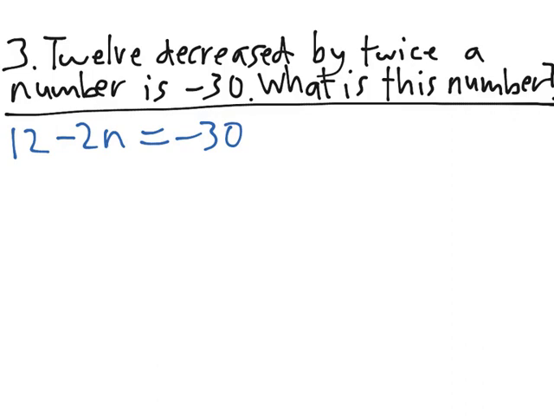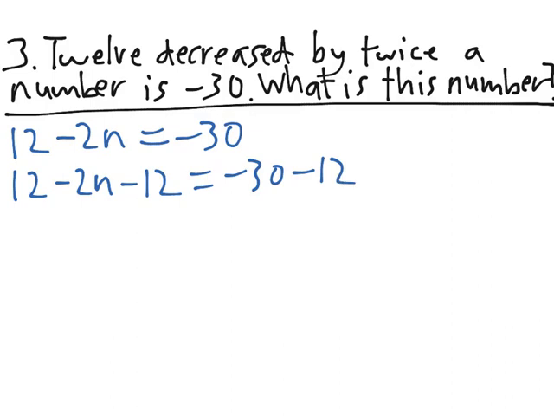First, let's subtract 12 from both sides of the equation. So 12 minus 2n minus 12 equals minus 30 minus 12. The 12 cancels with the minus 12, so now we just have minus 2n on the left side, and this is equal to minus 42.